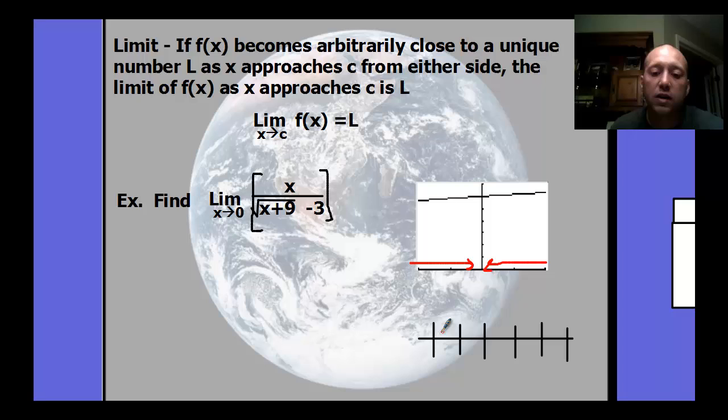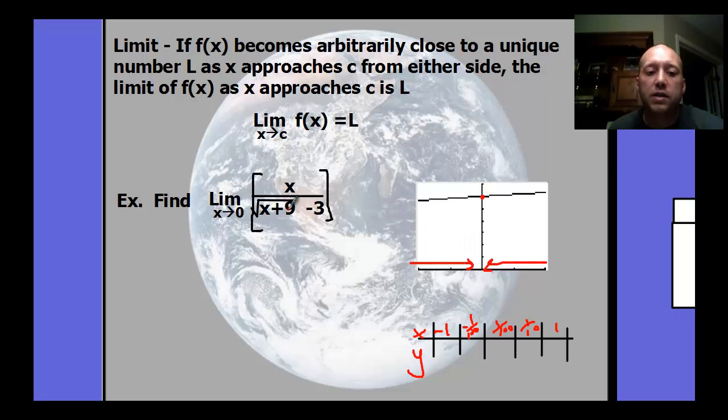Not just values like -1 and 1. I'm talking about values like 1/10 for x and 1/100th for x, or like -1/100th for x. Values that are really close to 0. What is the graph doing? And then what would the y value be here? It appears in the graph, 1, 2, 3, 4, 5, 6, that it's approaching 6.